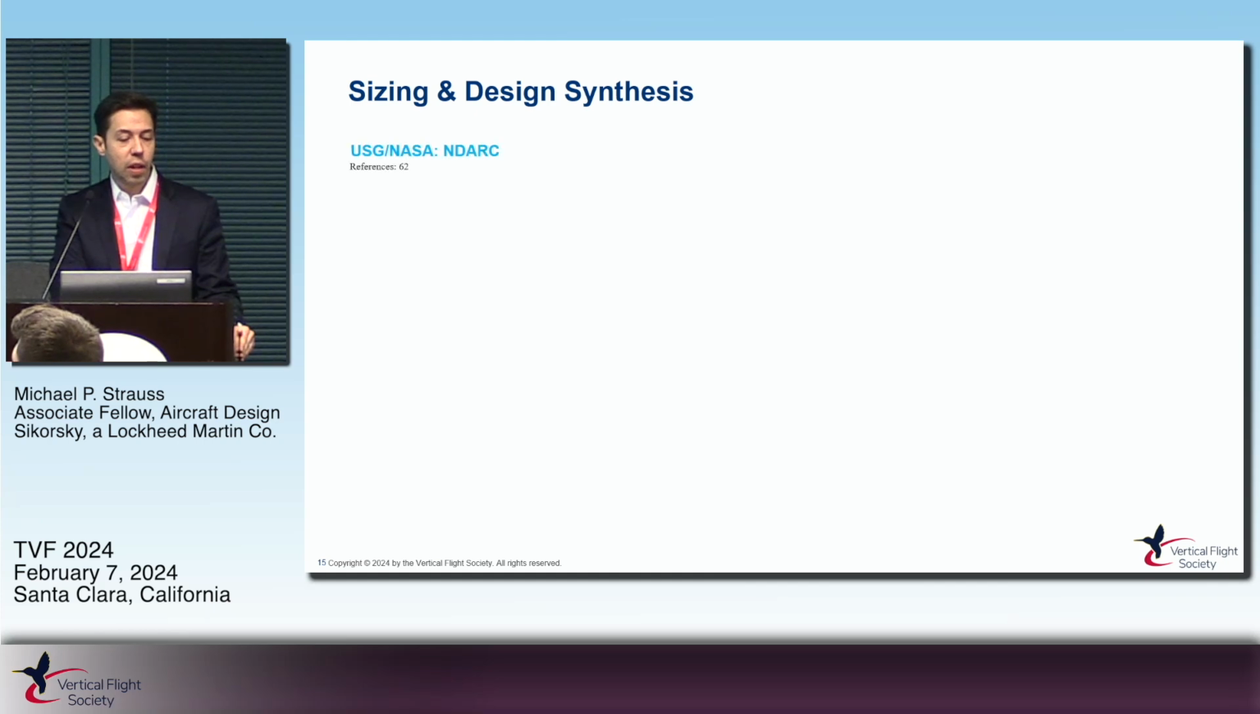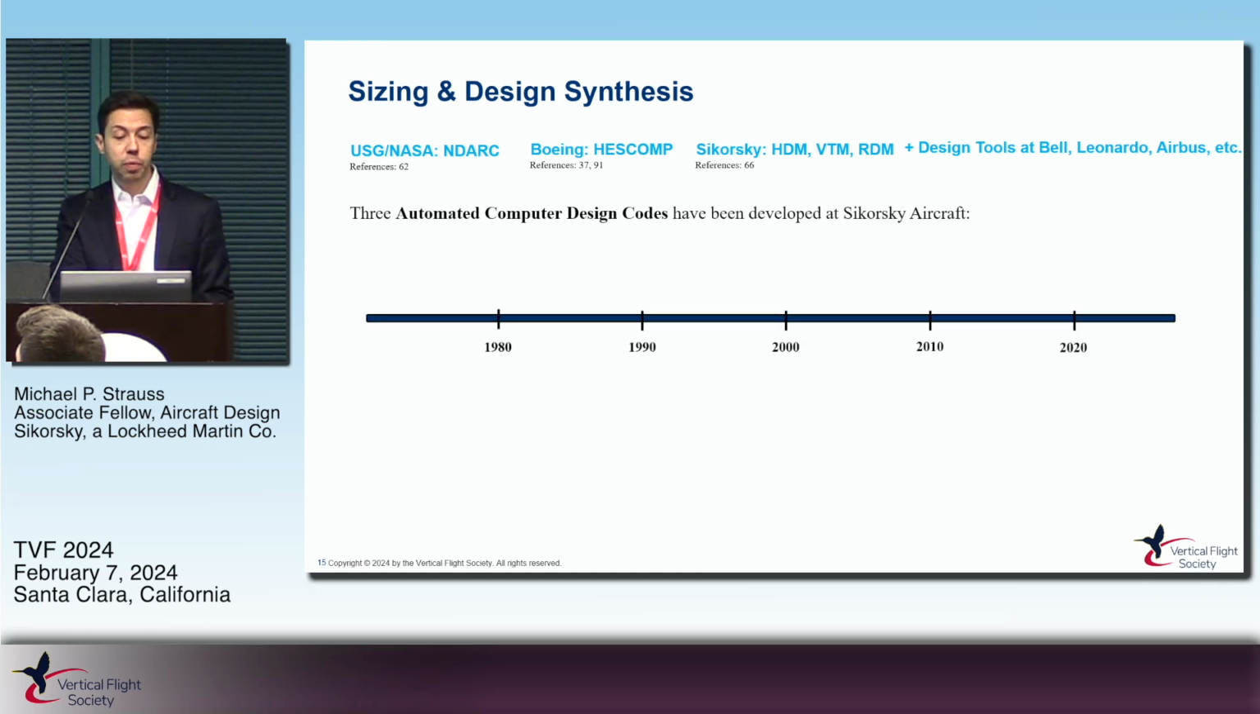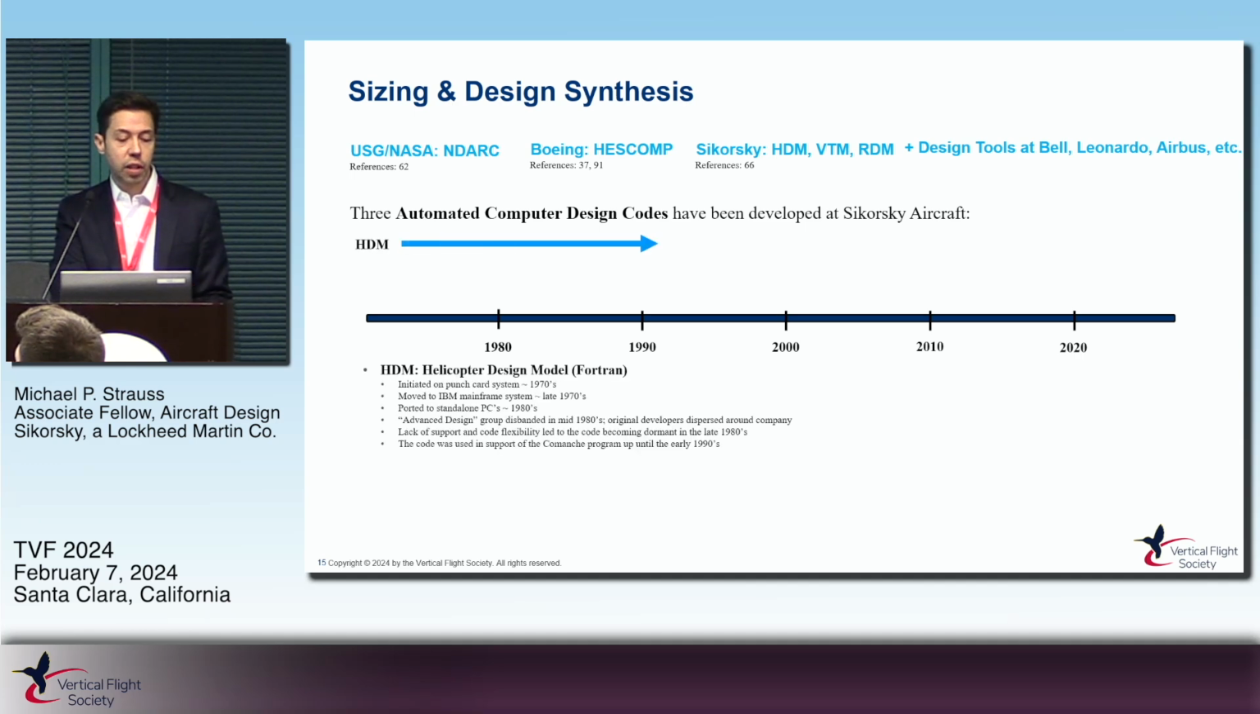Sizing and design synthesis. You know, we have codes from the U.S. government, NASA, there's NDARC. We have references from Boeing for HESCOM. At Sikorsky, there's been HDM, VTM, and RDM, and of course there are other tools across other OEMs. I can speak to, at Sikorsky, there's been three automated computer design tools that have been used over the last 50 years. It started in the late 60s, early 70s with HDM, the helicopter design model. It's Fortran based. It was the tool used throughout the 80s to do Comanche design.